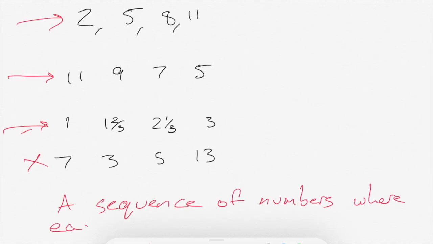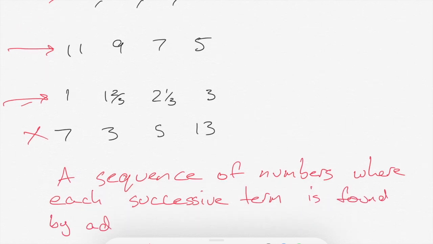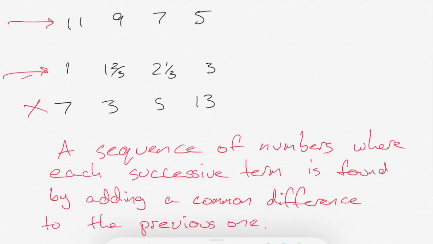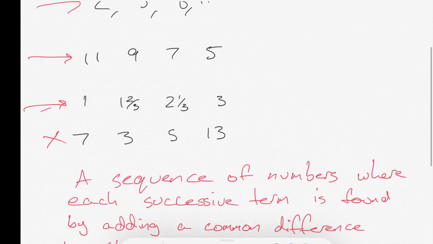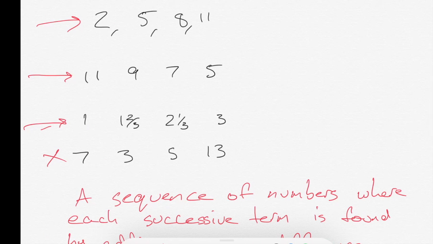It is a sequence of numbers where each successive term is found by adding a common difference to the previous one. What is a term? Well, there's a few things going on here. In that definition, we've referenced a term, and so each of these numbers in our arithmetic progression, we're going to call a term.